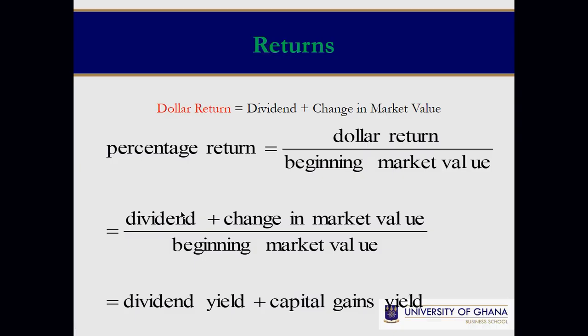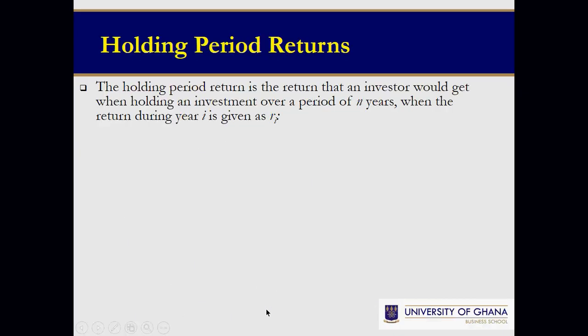Then it is also equal to dividend yield plus capital gain yield, right? The same thing, which is the dollar return, percentage return. Percentage return is dividend yield plus capital gain yield.